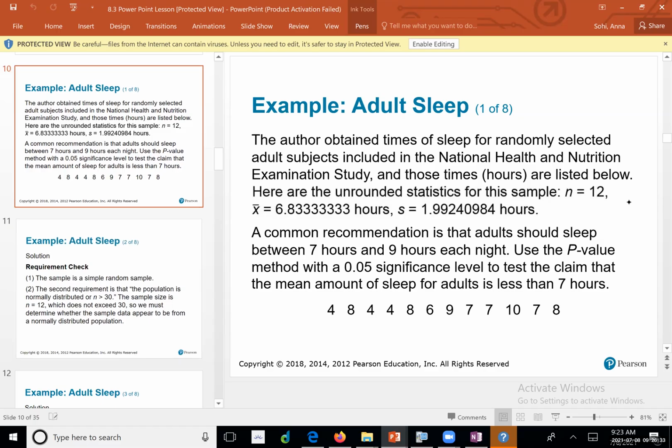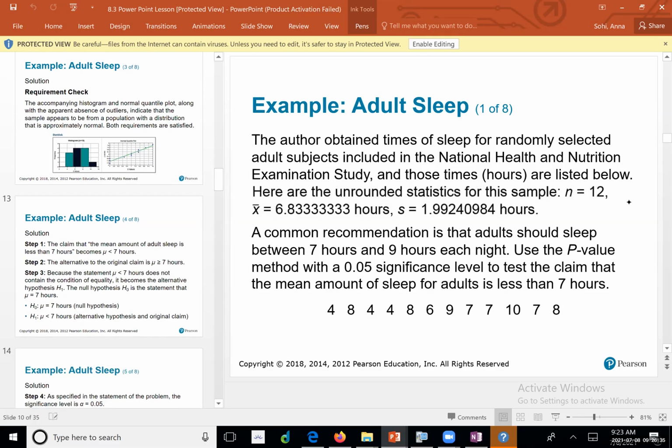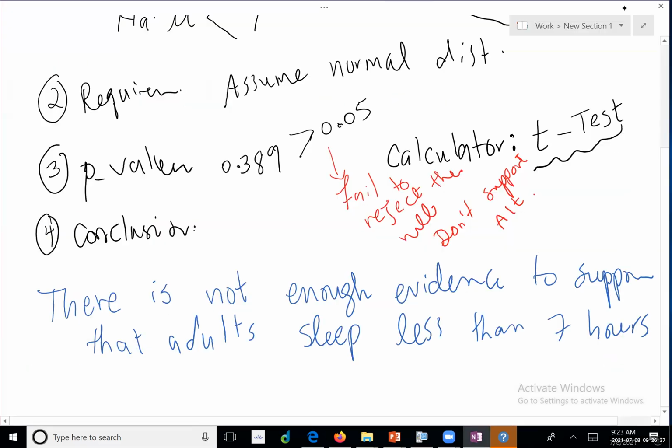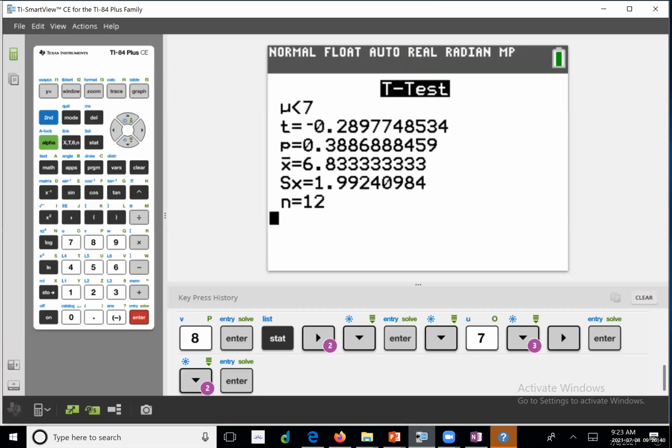Can I see the calculator numbers you got again? Do you see that? I want all of you to have matching numbers before we move on. Any questions?